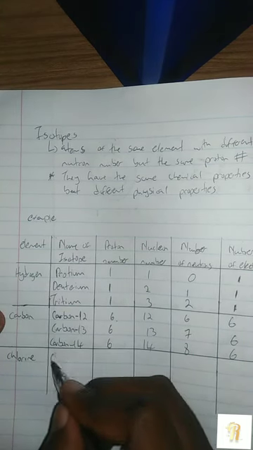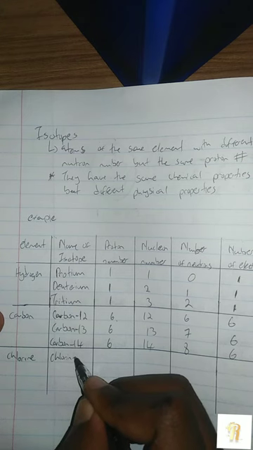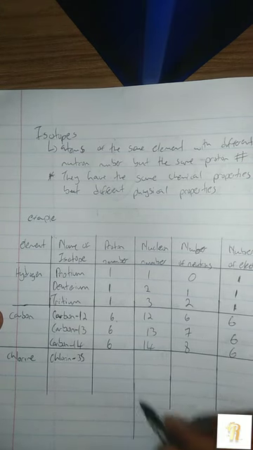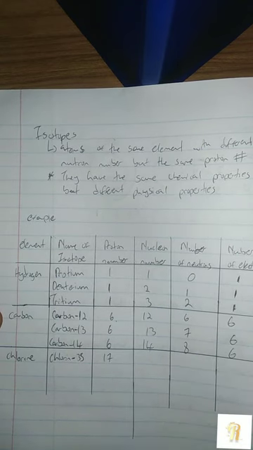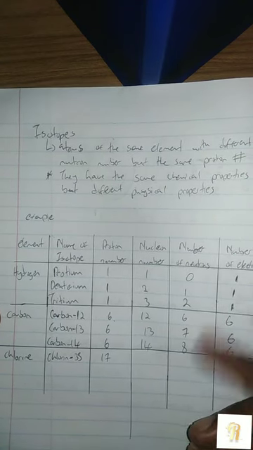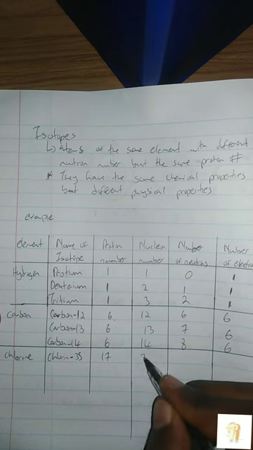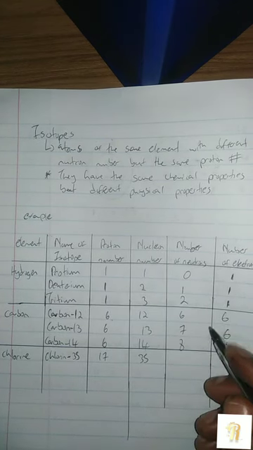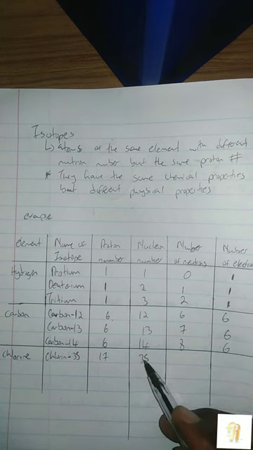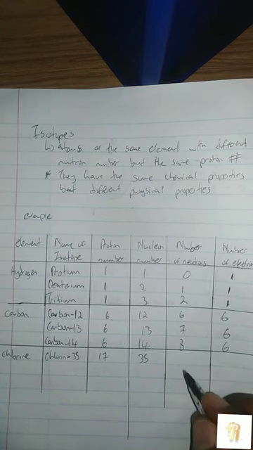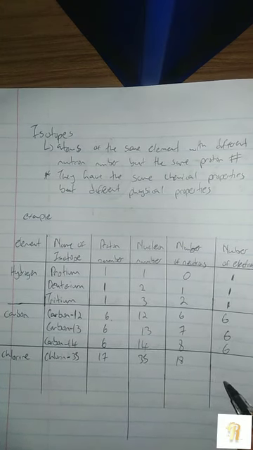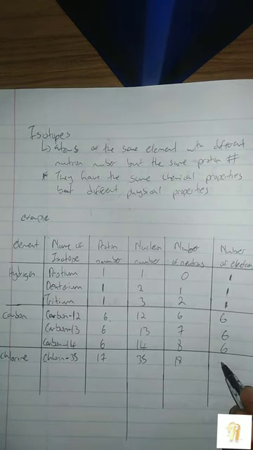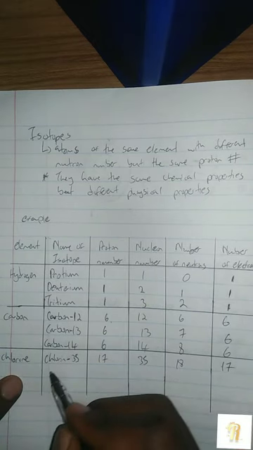Chlorine. We have chlorine 35. Proton number is 17. Nucleon number is 35, and the number of neutrons, obviously, 35 minus 17 gives us 18. Then our number of electrons is obviously 17.